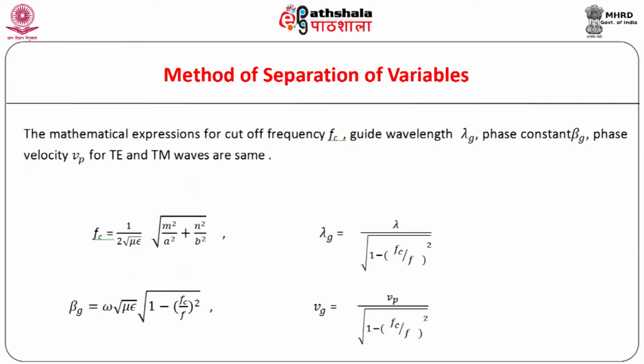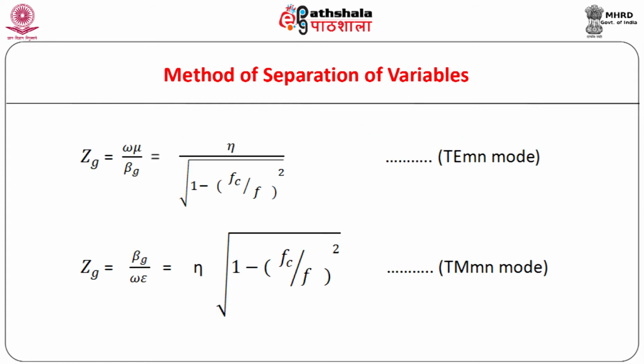Surprisingly, you will find that the mathematical expressions for cutoff frequency f c, guide wavelength lambda g, phase constant beta g and phase velocity V p for TE and TM waves are the same. The expressions are as shown. The only difference lies in the case of guide impedance Z g. Compare the expression for Z g in the two cases. The variation of guide impedance Z g with frequency f of the two types of waves is exactly opposite to each other.